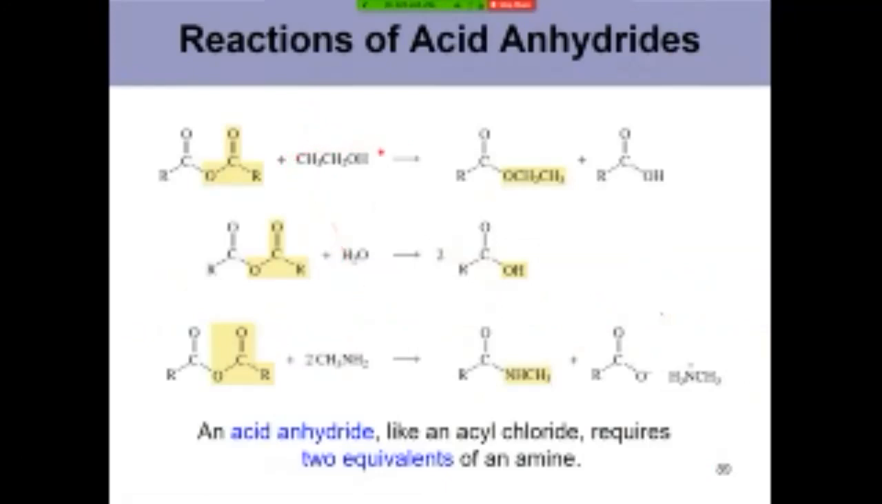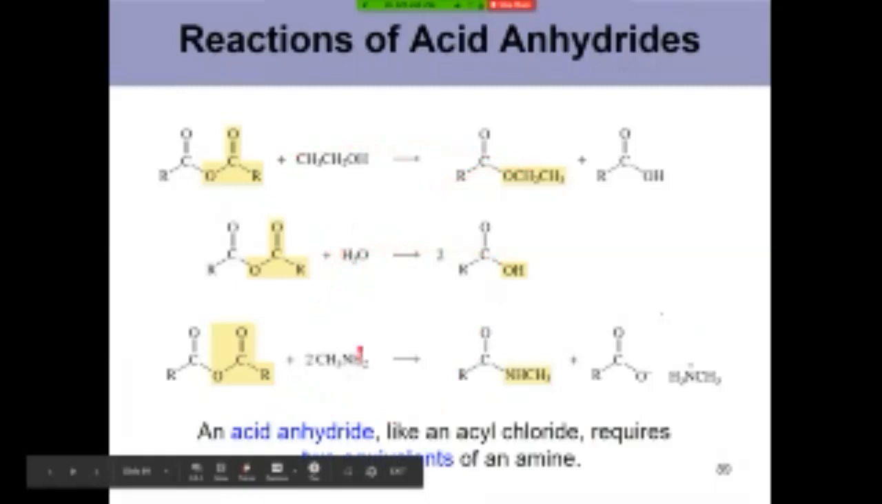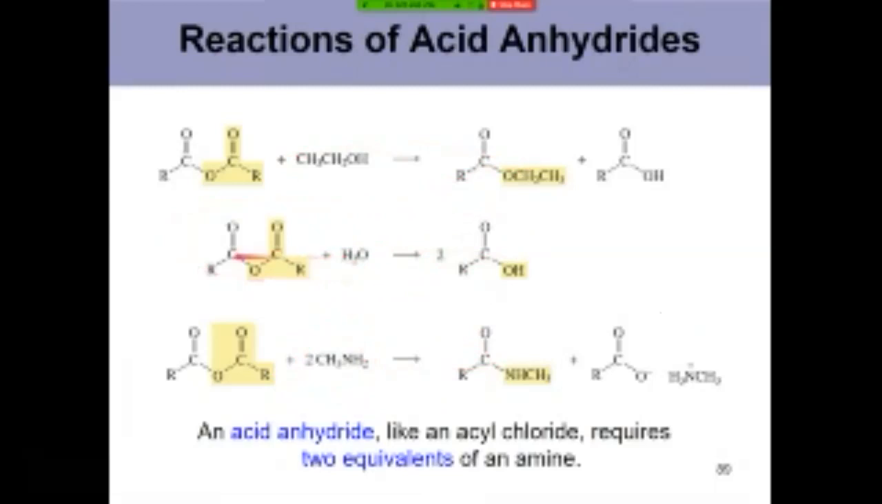So any one of these reactions are valid. I can react with an alcohol to make an ester. I can react with water to make a carboxylic acid. I can react with an amine to make an amide. And just like before when we discussed acyl chlorides, I do need 2 equivalents. And this slide is again assuming that I had a symmetrical anhydride to start, which is why I'm making 2 of the same equivalents of that carboxylic acid.